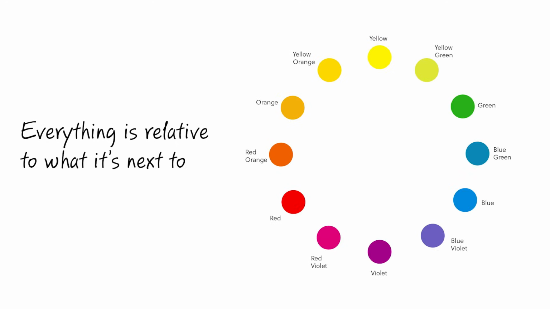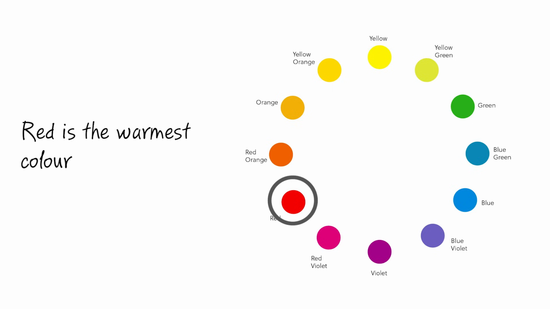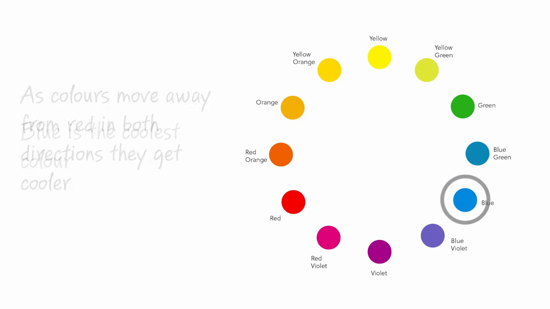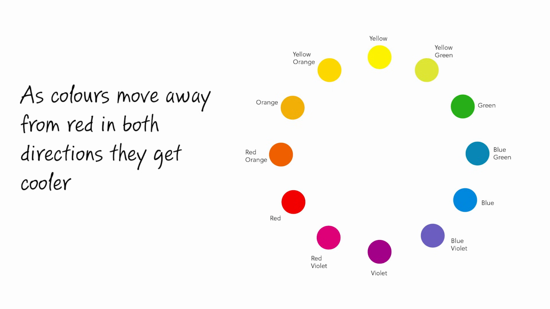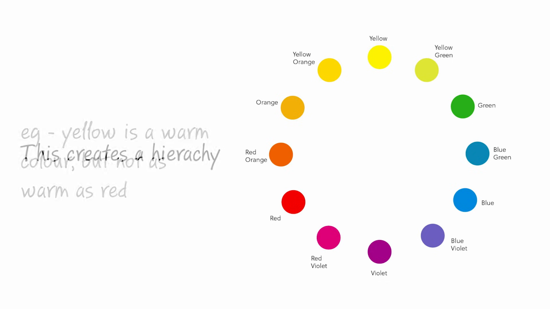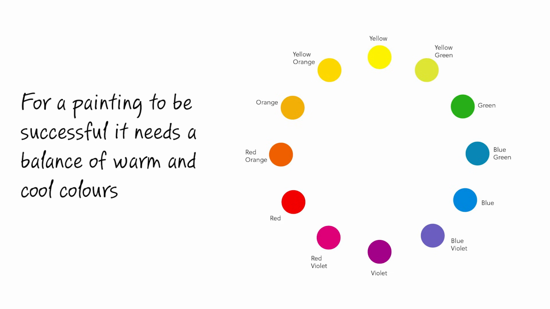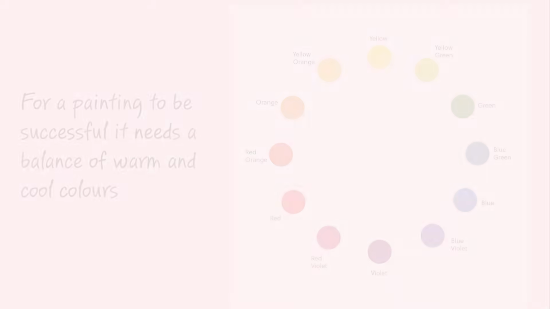But this is the really important bit. Everything is relative to what it's next to. Red is the warmest colour on the colour wheel. Blue is the coolest. As colours move away from red towards blue, they become cooler. This creates a hierarchy. So, for example, yellow is a warm colour, but it is not as warm as red. For a painting to be successful, it needs a balance of both warm and cool colours.